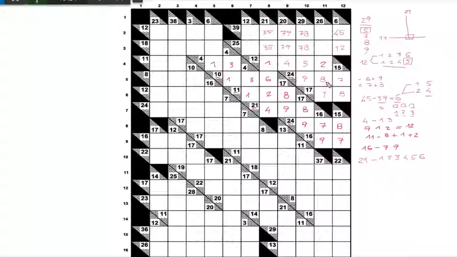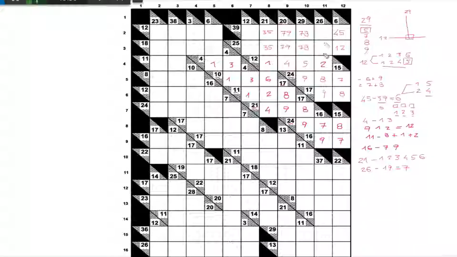And let's see what is with number 26. We already have 3 numbers, 2 plus 8 plus 9. It is number 19. And 26 minus 19 will be number 7.